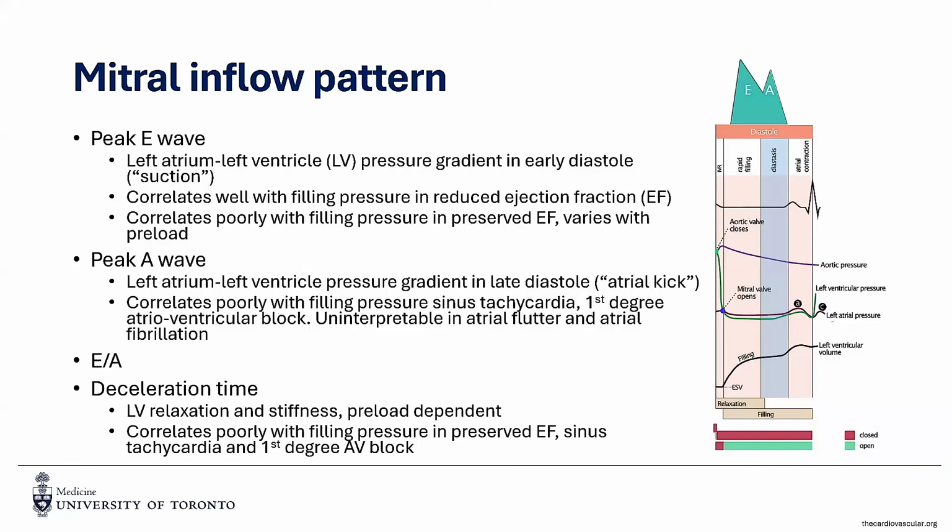So when we combine these two factors together, we have the E to A ratio, which integrates these two measures and generally is used to characterize the overall filling pattern. But again, because of the inherent limitations of both the E wave as well as the A wave, which I've talked about before, we have to use other parameters as well. And in general, in both situations, it's not directly representative of the degree of diastolic dysfunction without looking at other factors.